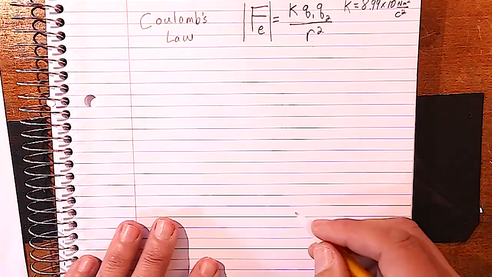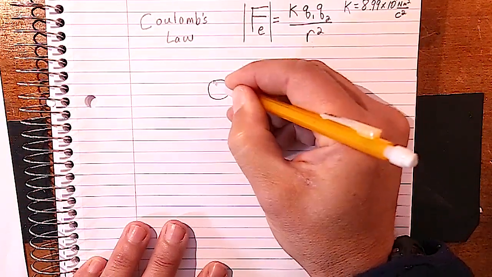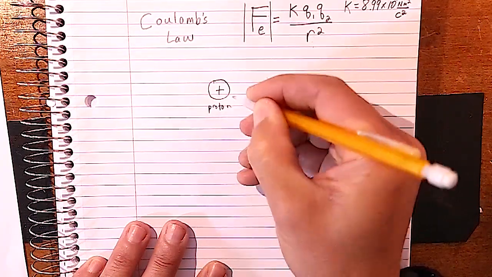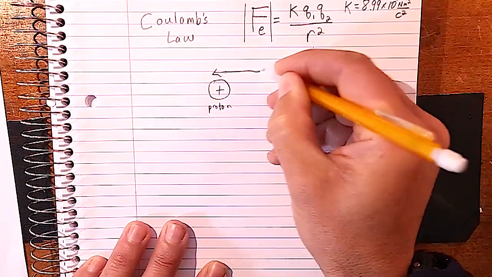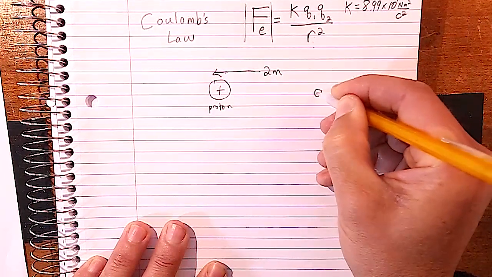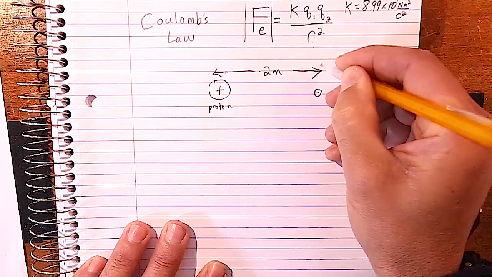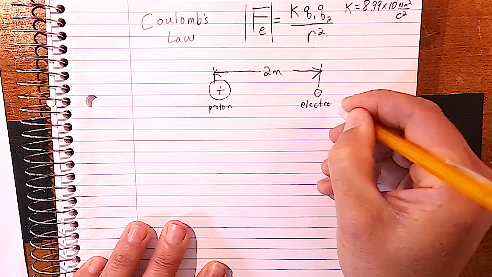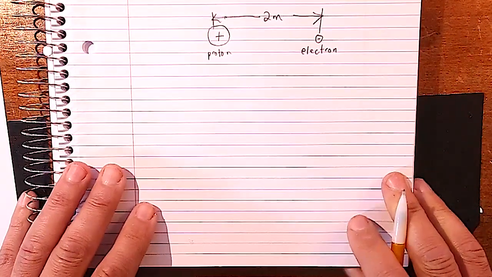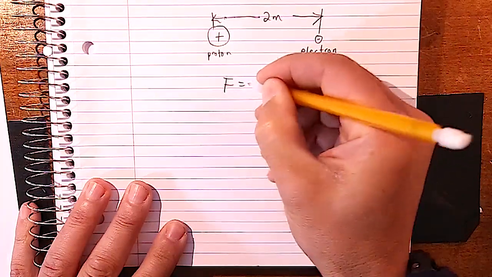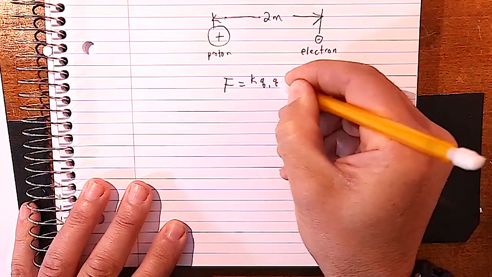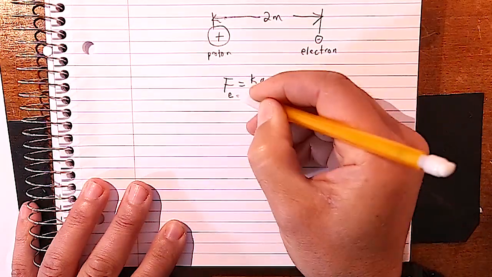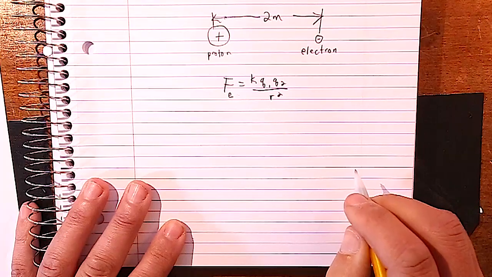So let's go ahead and do a problem where we have a proton, and this proton is 2 meters from center to center from an electron. So we have an electron over here and a proton over here. And the question is, what's the force between them? Well, in this, we can use F equals K Q1 Q2 over R squared. And that's electrostatic force. Sometimes this is called the Coulomb force, but it's the same thing.